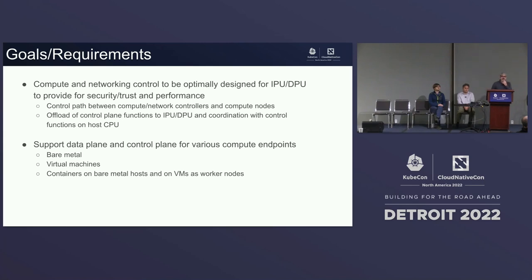From the control plane aspect, there is a goal to really look at optimizing the control plane for both compute and networking to fit better to the IPU-DPU paradigm. That has not really been considered before, and I'll talk about a potential way to get that at a high level from an architecture point of view.